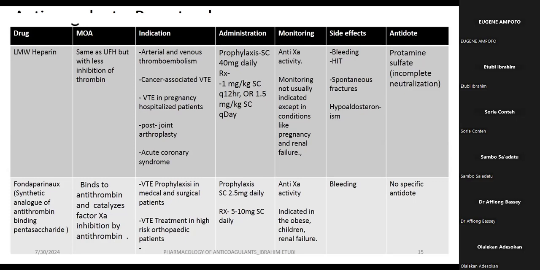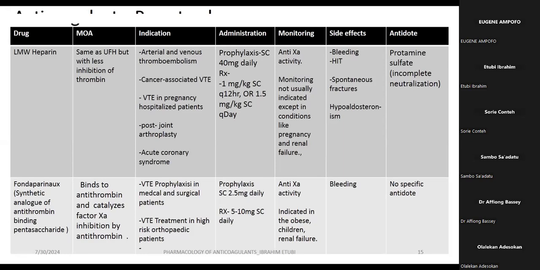And for its prophylaxis, we have 40 milligram daily. And then for treatment, you can use 1 milligram per kg subcutaneously, 12 hourly, or you can increase this to 1.5 milligram per kg subcutaneously as a daily dose. So in terms of monitoring, factor 10A activity can be used to monitor its effectiveness. And then monitoring is not usually indicated in conditions like pregnancy and renal failure. Also, low molecular weight heparins can cause bleeding, fractures, and hypoaldosteronism. So the antidote is also use of protamine sulfate.